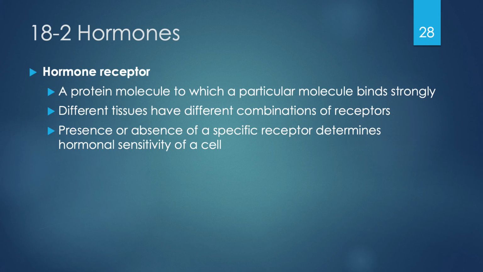A hormone receptor is a protein molecule to which a particular molecule will bind. And different tissues are going to have all different combinations of different types of receptors. And so the presence or absence of a specific receptor is what is going to determine how sensitive a specific cell is to a specific hormone.